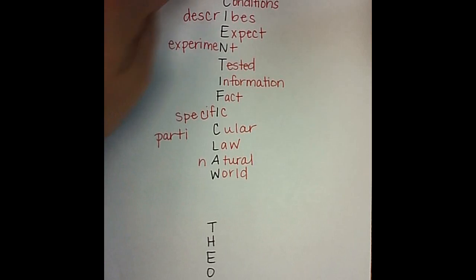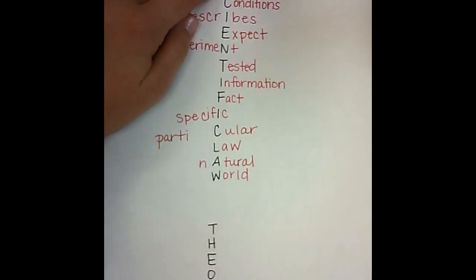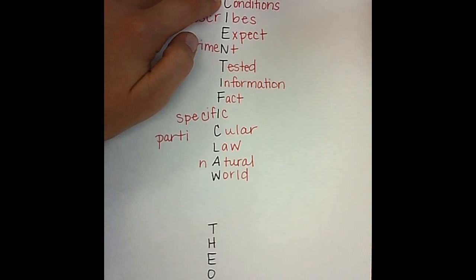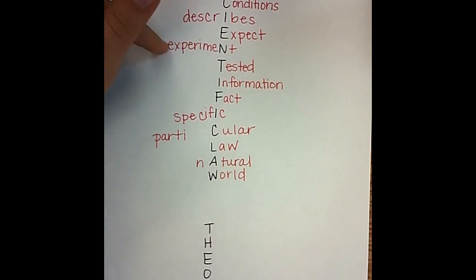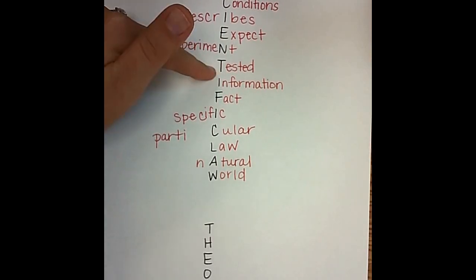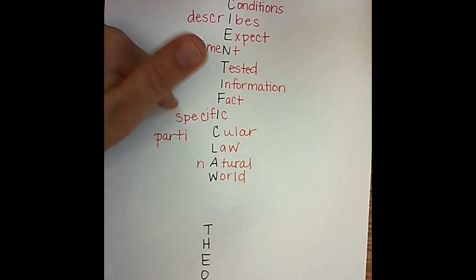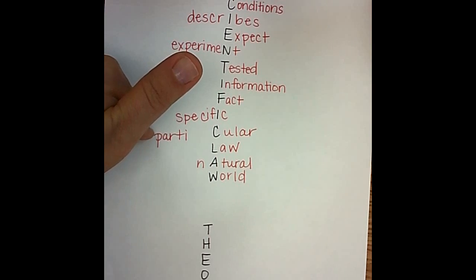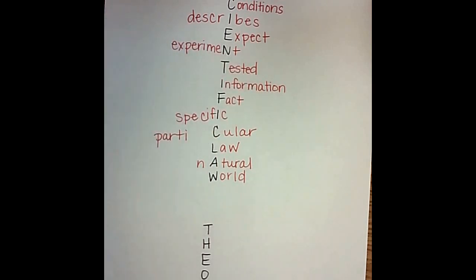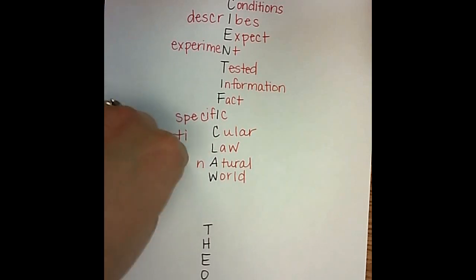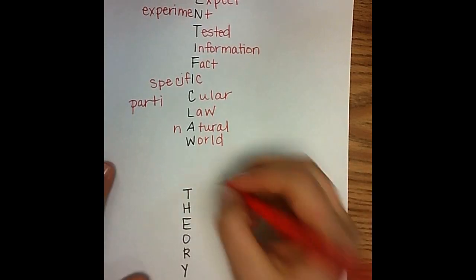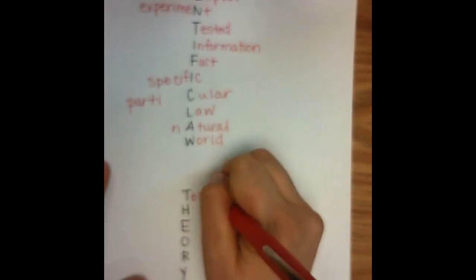So a scientific law is something scientific. It talks about specific conditions. It describes something in science. It's expected to happen. It has been experimented on, which means it's been tested. It gives you information, facts. It's specific. It's particular. It's about a particular thing in science, a law in the natural world. All right, so for theory, a theory is tested.